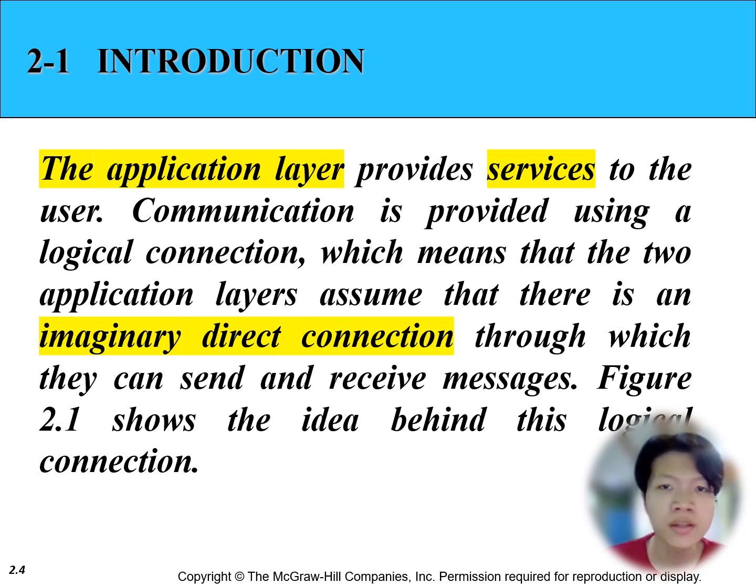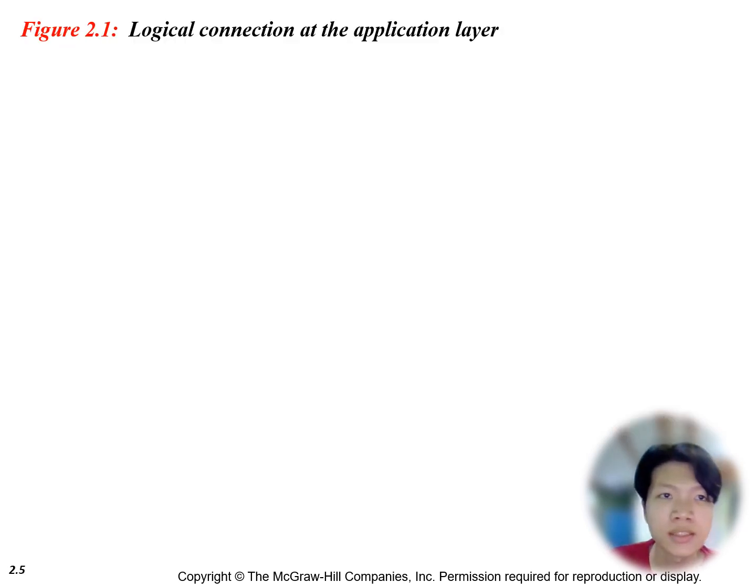The application layer provides services to the user. Communication is provided using a logical connection, which means that the two application layers assume that there is an imaginary direct connection through which they can send and receive messages. Figure 2.1 shows the idea behind this logical connection. This is a picture of the logical connection at the application layer.